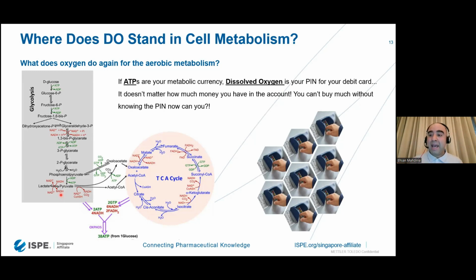So at the end of the day, without oxygen, you can get 2 ATPs. With oxygen, you can get up to 38 ATPs. The energy economy is a no brainer. It's day and night. Without oxygen, it's energy bankruptcy. This is why in biomanufacturing, we now rarely see anaerobic fermentation. Cell culture, no way, because the cells are always oxygen dependent.